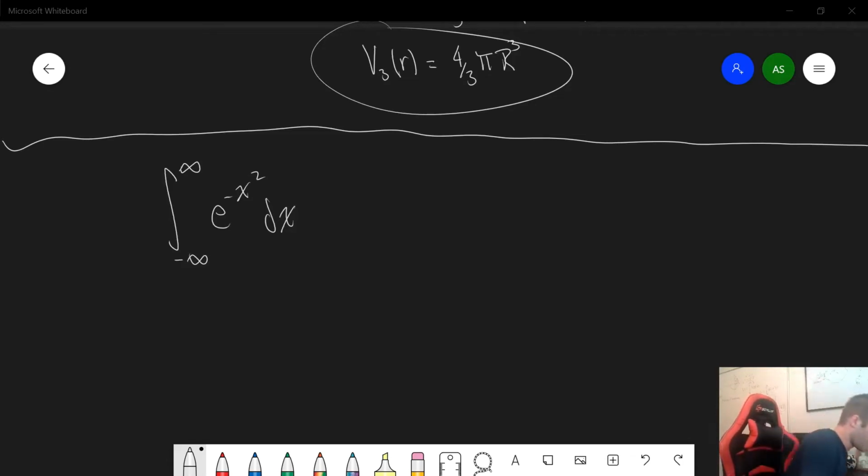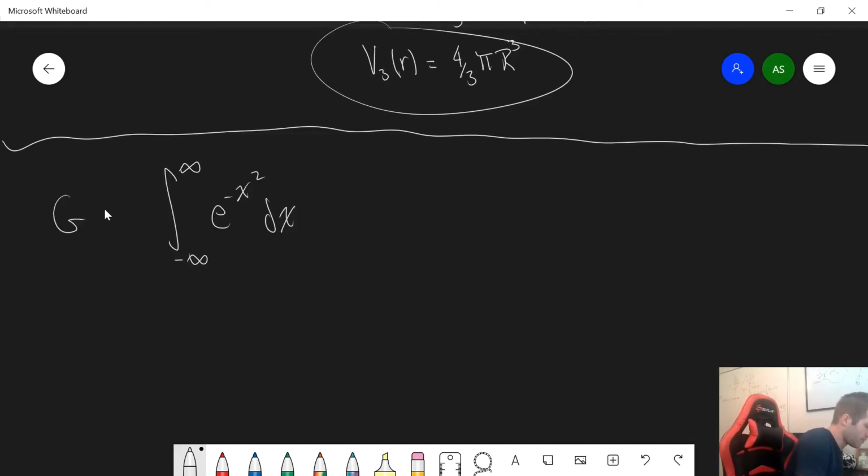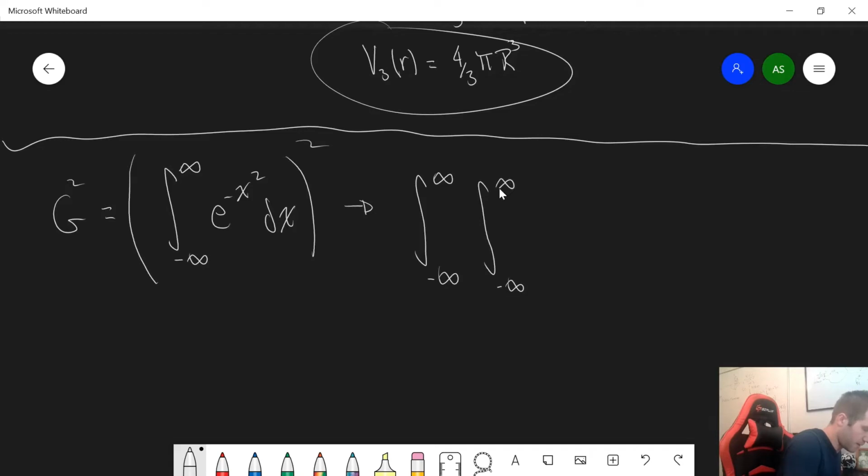So we're going to have our Gaussian integral, where we're just going to call that g, of course, and if we square g, we can write it like so. We're going to have two integrals now, a double integral from negative infinity to infinity of e raised to the negative, so we're going to call this x subscript 1 squared plus x subscript 2 squared, dx1 and then dx2.